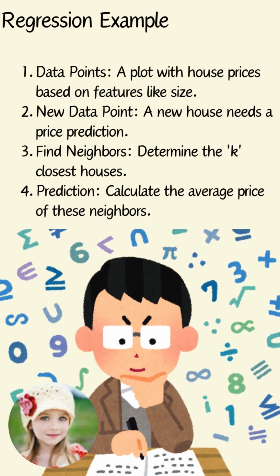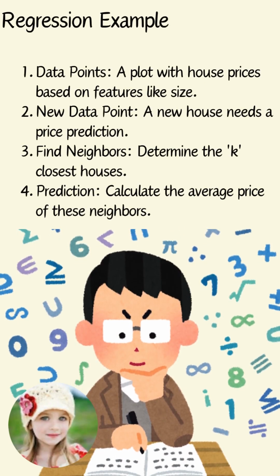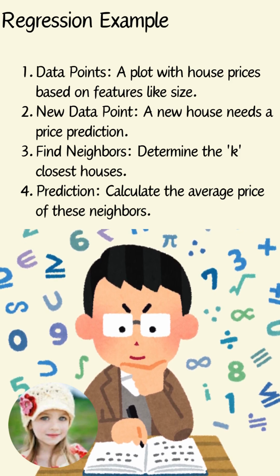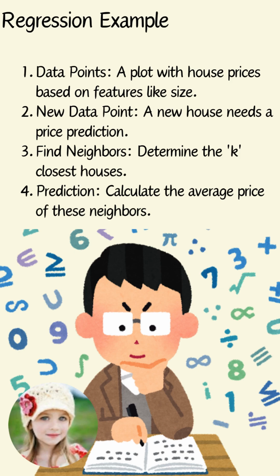Now we will see an example for regression. Consider a plot of the price of houses based on features like size, and consider the new data point as a new house whose price has to be predicted. So we will determine the value of k, which gives the neighboring houses, and we will calculate the average of their prices to predict the value of the new data point, which is the new house.